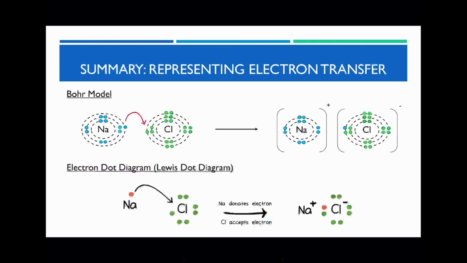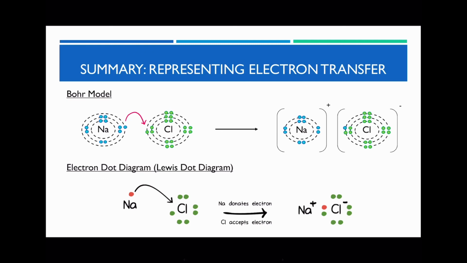So just to summarize what we've just covered in this video, you can represent the electron transfer process in 2 different ways. You can do it through the Bohr model, which we've predominantly done in this video, or alternatively, you can also do it by using the electron dot diagram, aka the Lewis dot diagram. It's a lot easier using the Lewis dot diagram because you don't need to draw all the other individual electrons. You only need to illustrate the electrons that matter, in this case, the valence electrons.